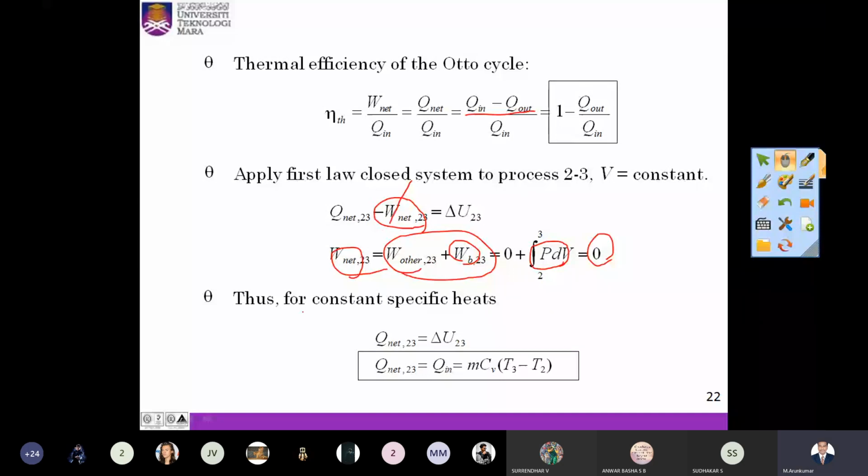Then, for the constant specific heat, that is for the second process and third process, we can have the equation as like this. So Q net is equal to delta U. You know Q net is equal to Q in, that is the heat supplied to the system. Then that can be calculated by your formula mCv into change in temperature.